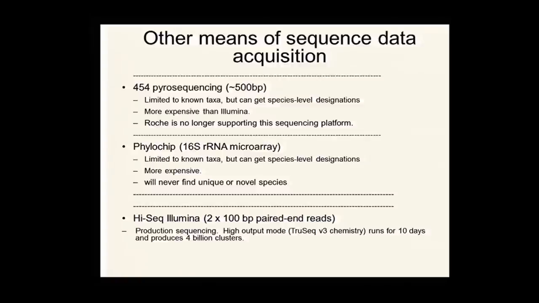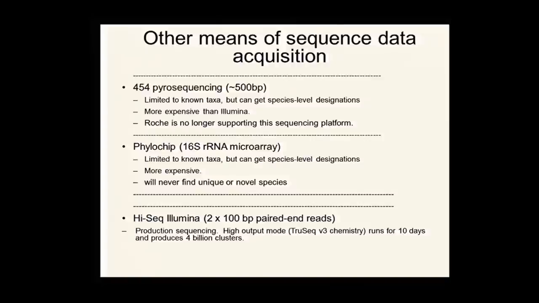Why is it that 2 years ago I was more conflicted and now I'm not? For the last few years, we've been using the 454 pyrosequencing, which gave us 500 base pair reads. They were in that sweet spot of longer reads. Illumina was still at 75 base pairs, 100 base pairs. But Roche is no longer supporting the sequencing platform. As of July, this instrument is going offline, and there will no longer be any support.